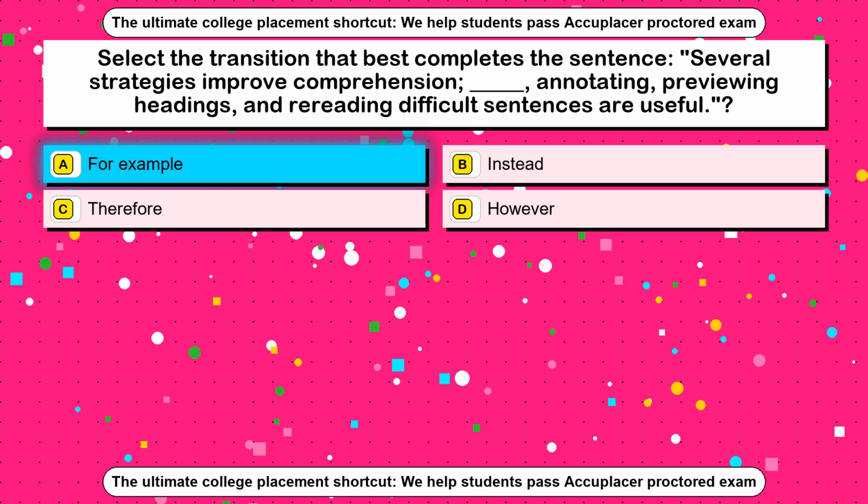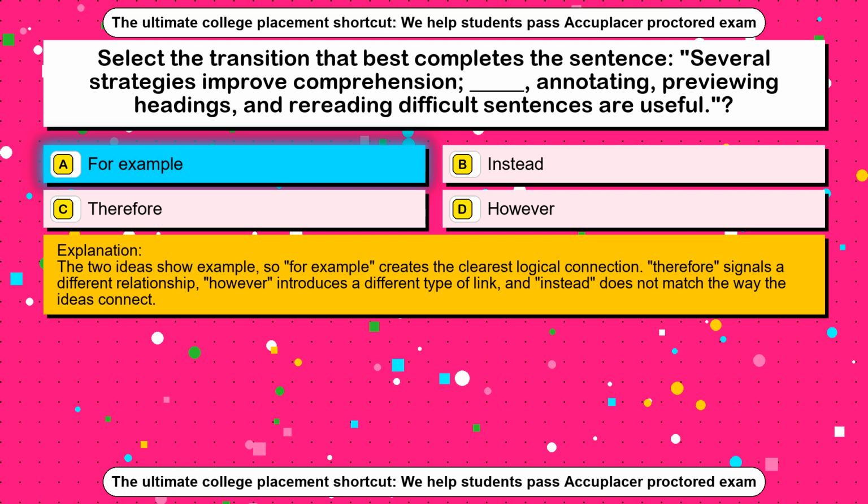The correct answer is option A, for example. The two ideas show example, so for example creates the clearest logical connection. Therefore signals a different relationship, however introduces a different type of link, and instead does not match the way the ideas connect.